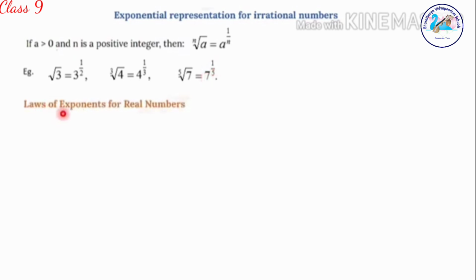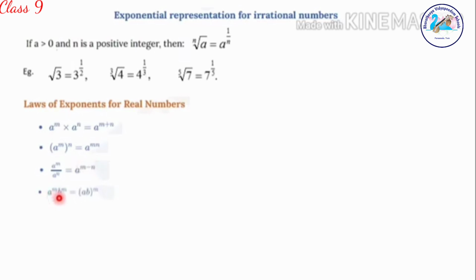We have studied some laws of exponents in previous years, so let's recall those laws. The first one is a power m into a power n, which is equal to a power m plus n. Here the bases are the same, a, so we add the powers, m plus n. Next is a power m, the whole power n, is equal to a power m into n, just multiply m and n. Next is a power m divided by a power n. Here it is division and the bases are the same, so you have to subtract the powers, that is a power m minus n.